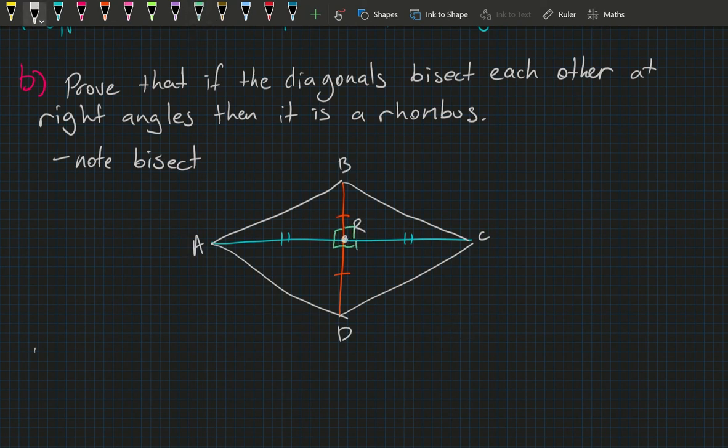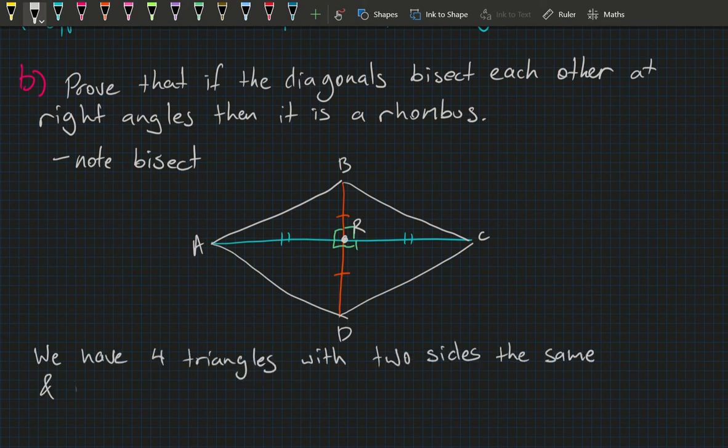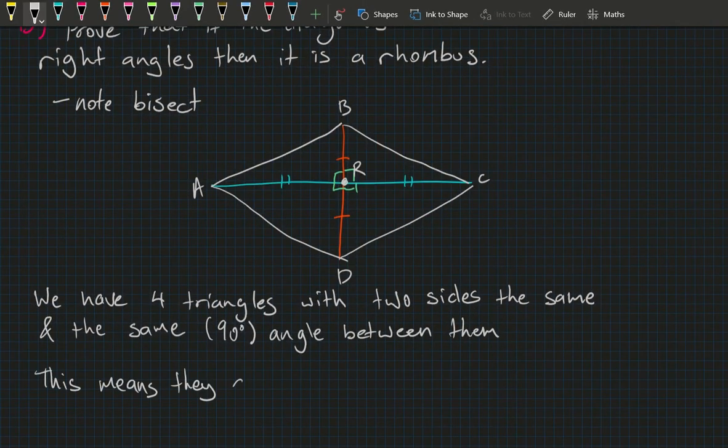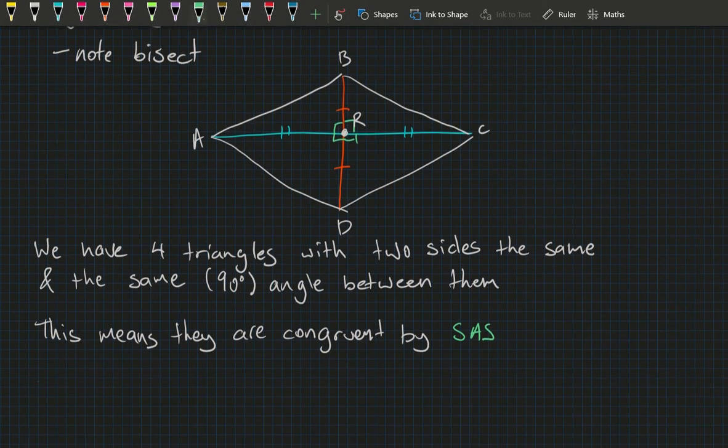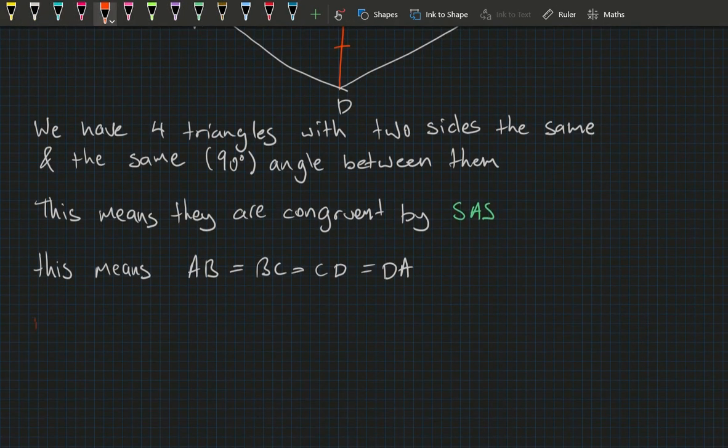So we now have 4 triangles that have 2 sides the same, i.e. the orange or the blue ones, and the same 90-degree angle between them. And this means that they are congruent by the SAS rule. And because they're congruent, all the sides are the same length, right? Or all the corresponding sides. So these outside lines, like A to B, B to C, D to C, A to D, will all be the same length. So once again, we can see that a property of a rhombus has this two-way relationship as well.